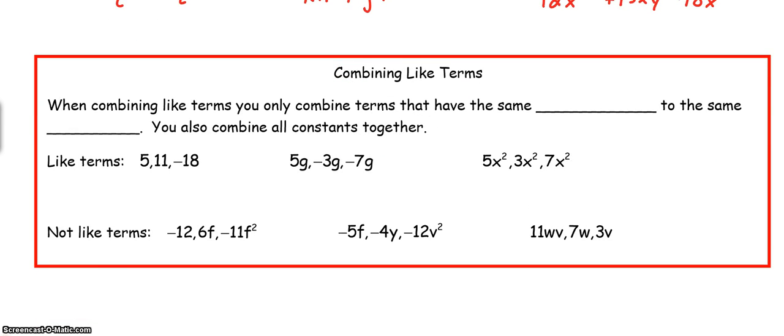Now we're going to switch gears and look at combining like terms. When you combine like terms, you only combine like terms that have the same variable to the same exponent. So if you look below, there's some examples. Like terms, constants, 5, 11, negative 18. Those are all numbers. They're all like terms. The second set are all like terms because they all have a g. The third set is all like terms because they're all x squareds. These are examples of not like terms because they have different letters or different exponents, or some of them don't have variables at all.